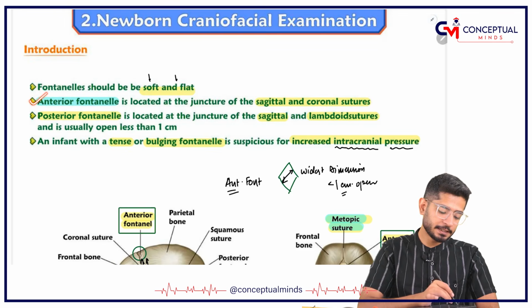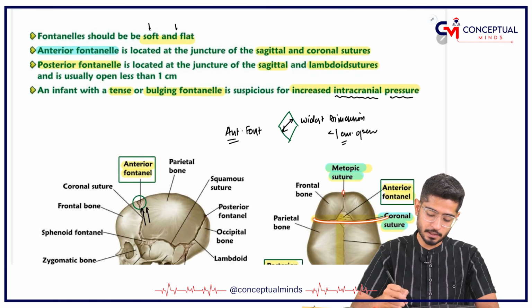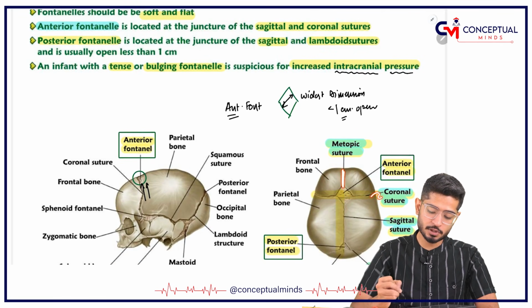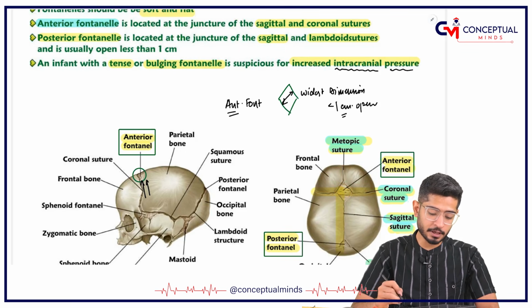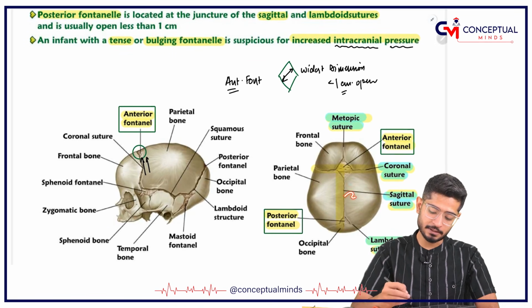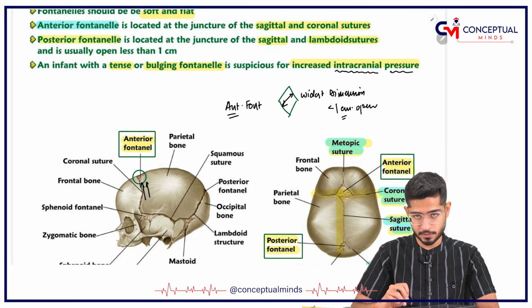As I have told you, the anterior fontanelle is located anteriorly at the junction of the coronal sutures and metopic sutures. Can you see, this is the metopic suture and this is the coronal suture. At the junction of the metopic and the coronal suture, I have this diamond shaped gap, and this diamond shaped gap is called the anterior fontanelle. The posterior fontanelle is located at the junction of the sagittal suture and the lambdoid suture. So this is the posterior fontanelle.